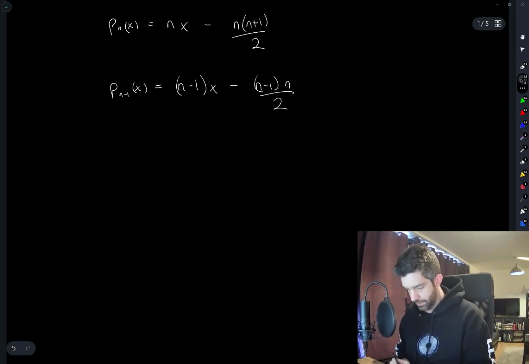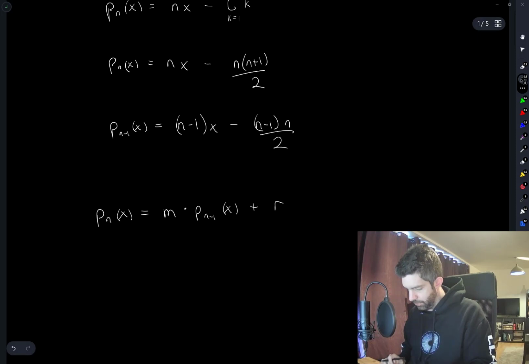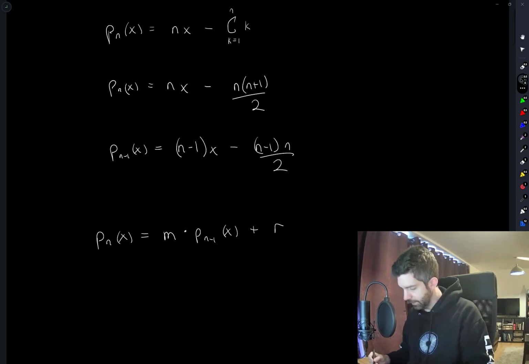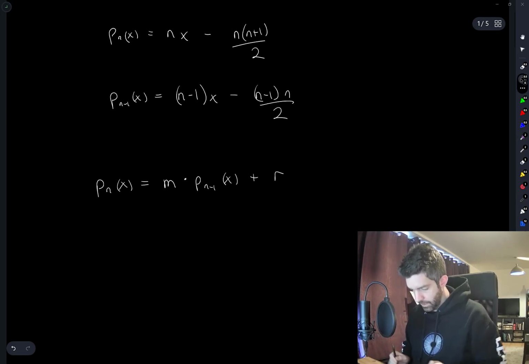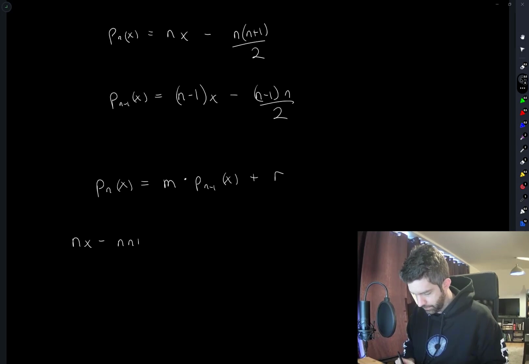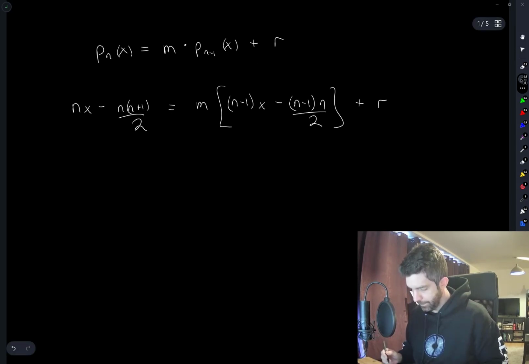So I think the best way to do this is to write P_n(x) is equal to m times P_{n-1}(x) plus r. So they're both linear polynomials, right? Meaning that r is not going to depend on x. Okay, so I want to write this as nx minus n times (n+1) over 2 is equal to m times ((n-1)x minus (n-1) times n over 2), and we have a remainder. So in order to match the coefficients on x, m has to be n over n-1.